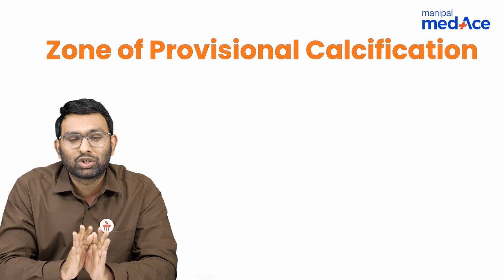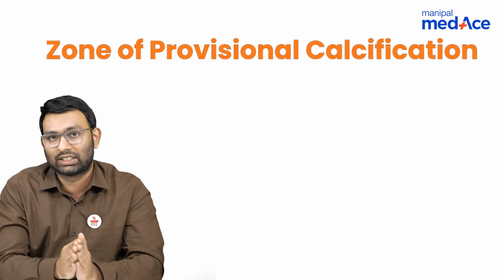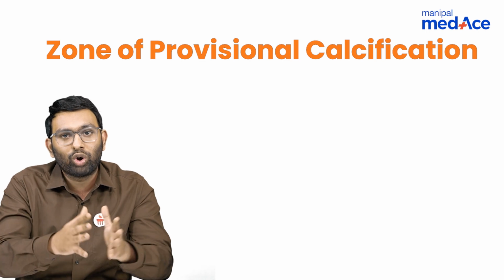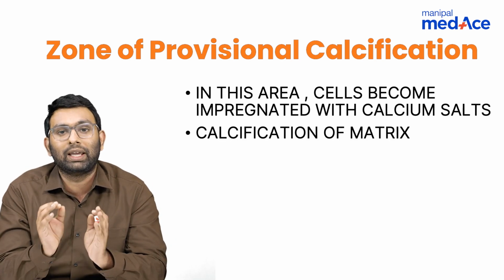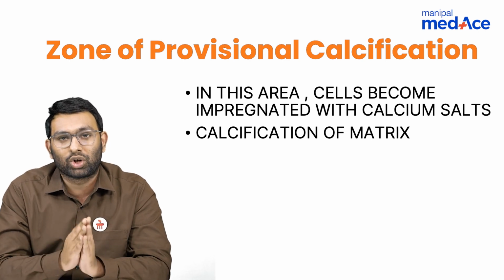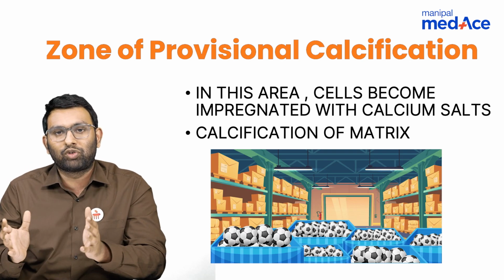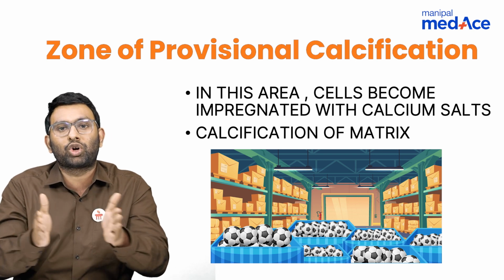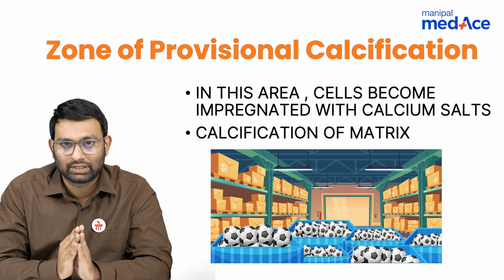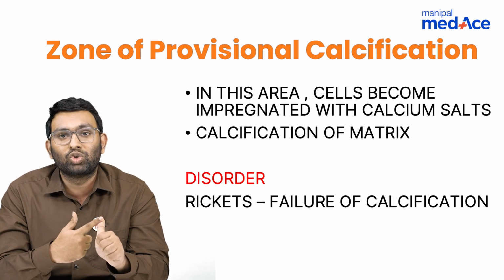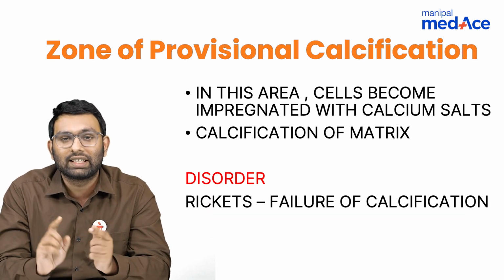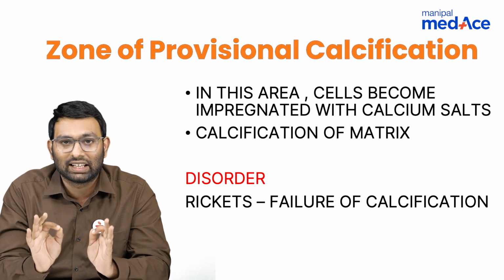Now coming to the last zone, that is the zone of provisional calcification. In this zone, all of these chondrocytes that have matured will then get mineralized or they'll be impregnated with calcium salts. And think of this as all the footballs that are inflated are now being sorted into separate boxes. And what is the disorder that occurs in this zone? The disorder is when there is no mineralization of these chondrocytes, resulting in a disorder called as rickets.